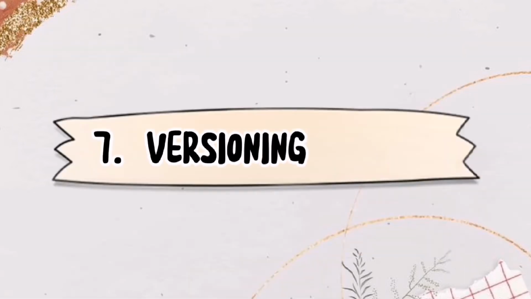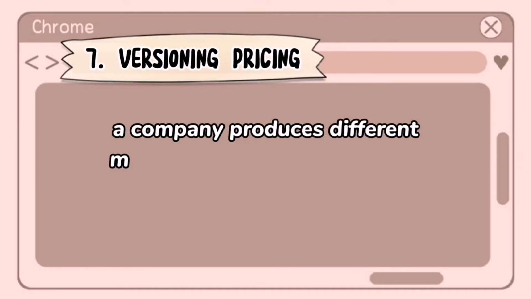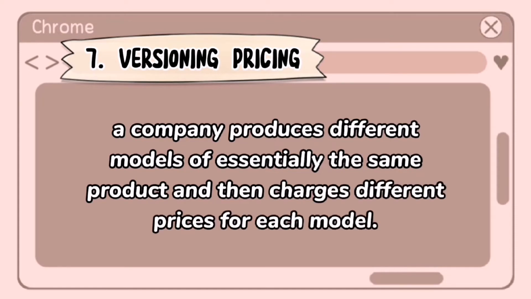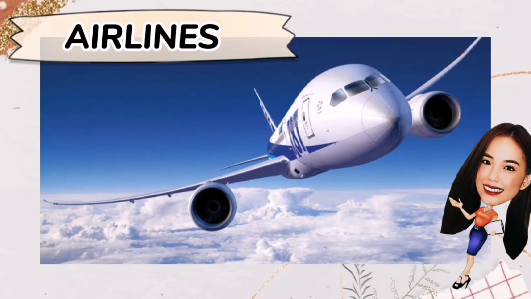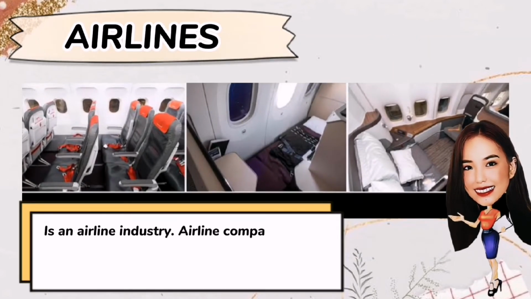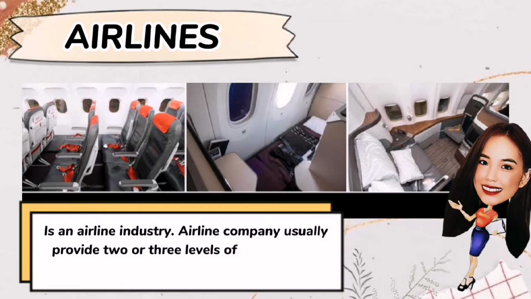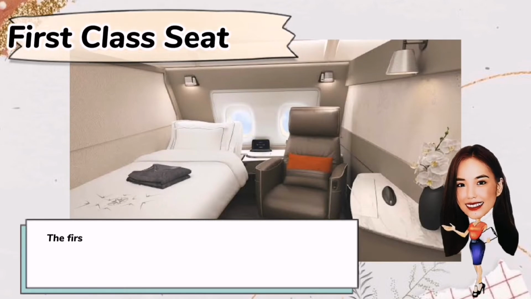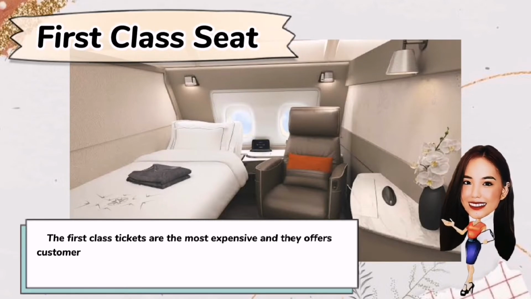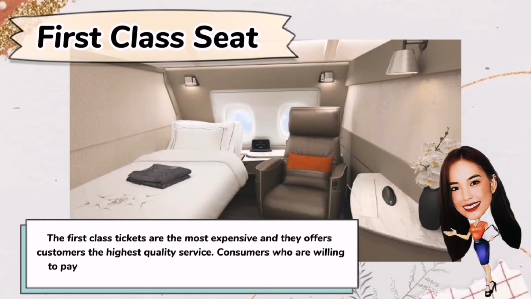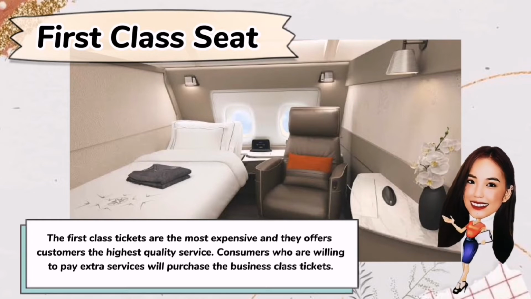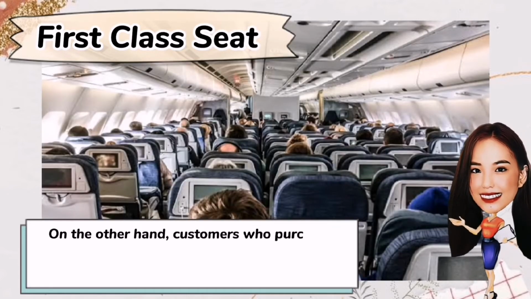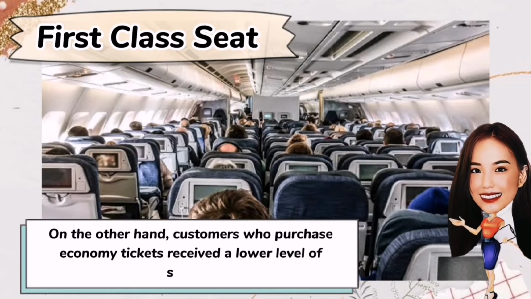Number 7. Versioning pricing. A company produces different models of essentially the same product and then charges different prices for each model. Example, an example of versioning is found in the airline industry. Airline companies usually provide 2 or 3 levels of seats, such as economy, business, and first class seats. The first class tickets are the most expensive, and they offer customers the highest quality service. Consumers who are willing to pay for extra service will purchase the business class tickets. On the other hand, customers who purchase economy tickets receive a lower level of service.